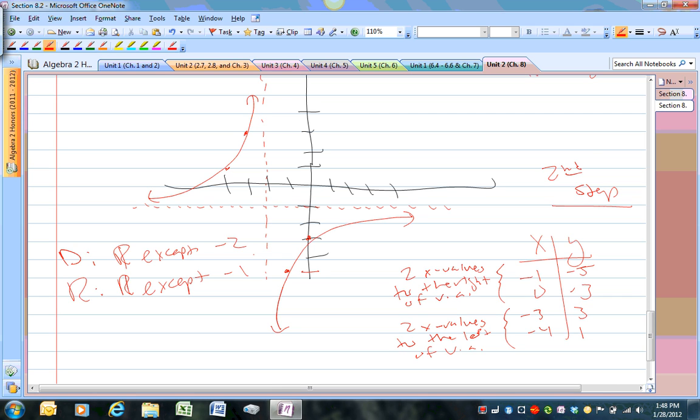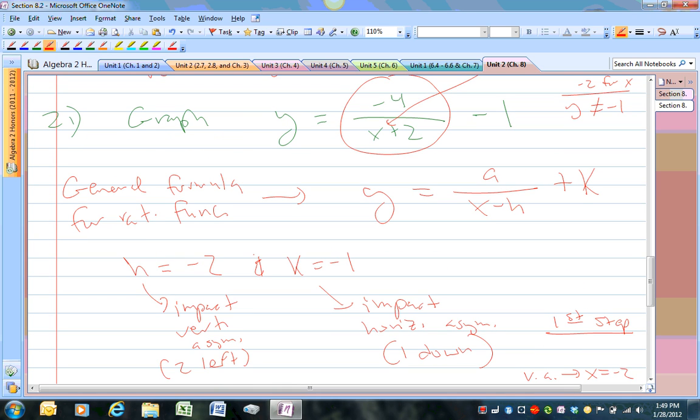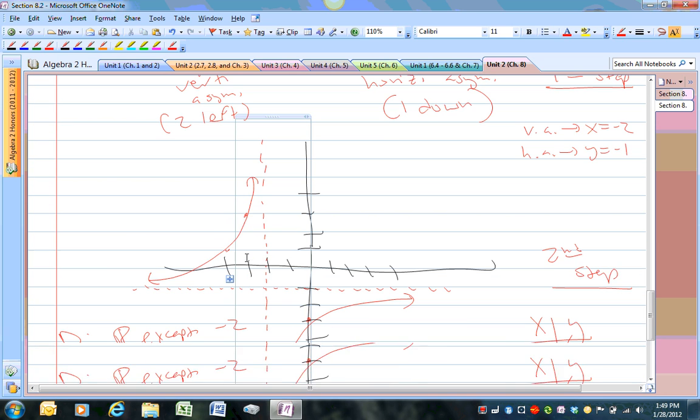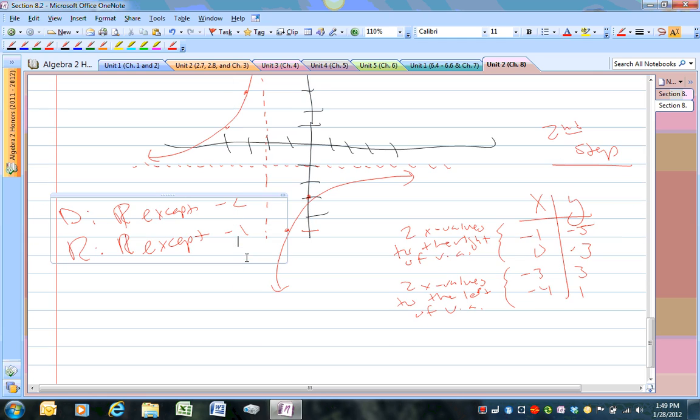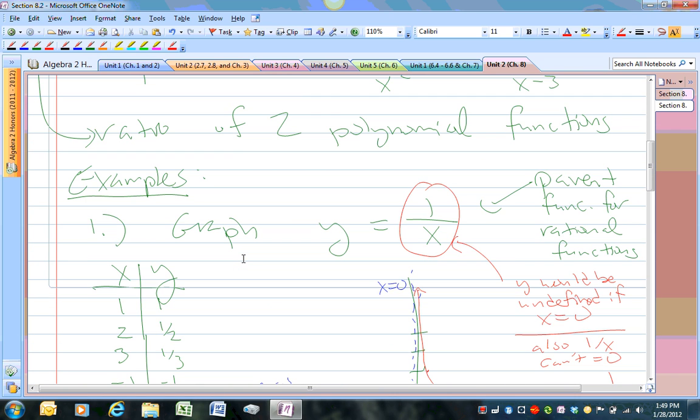So, just to recap, consider a general formula, figure out what h and k is. H will be part of your vertical asymptote, k will be part of your horizontal asymptote, because that's how the graph is shifting. Once you know what the asymptotes are, graph them, then make a quick table, plug in some points, 2 to the left of the vertical asymptote, 2 to the right of the vertical asymptote, figure out what the y values are, and then state domain and range. So hopefully it seems like a pretty standard process. You'll have a chance to practice on Monday.